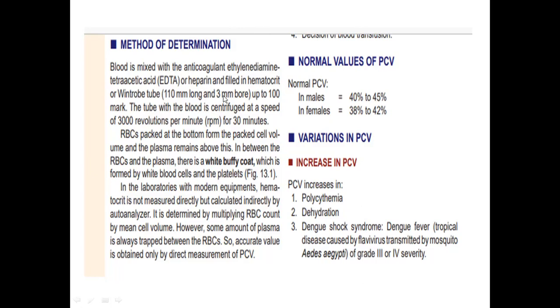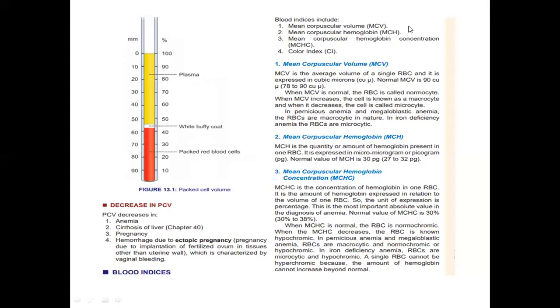Good. So what do you need to remember from this slide? How the packed cell volume is determined using EDTA or heparin, and then the normal values, and what causes an increase in the packed cell volume. Now, what causes a decrease in packed cell volume? There are four main reasons why packed cell volume will decrease.